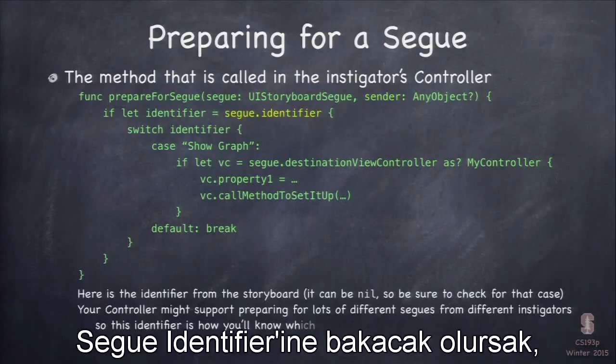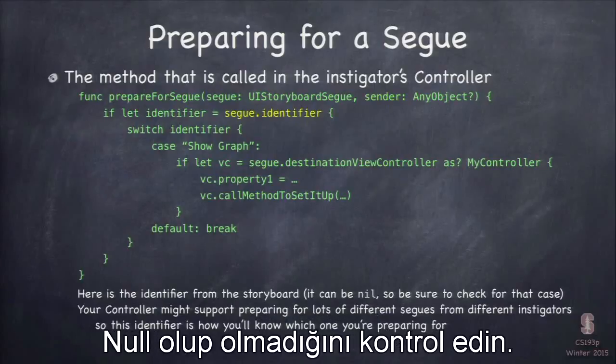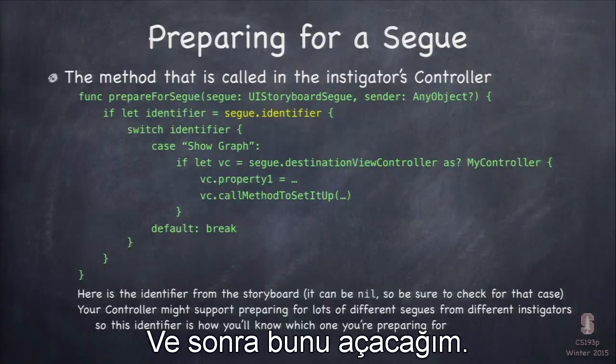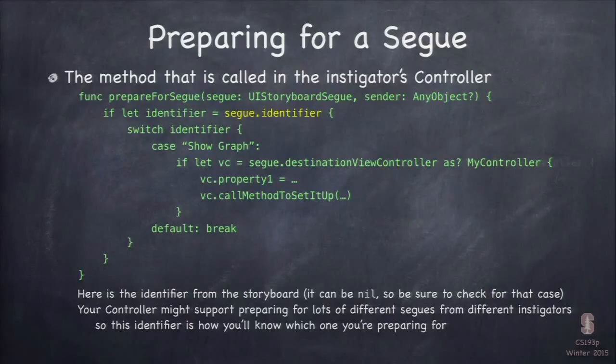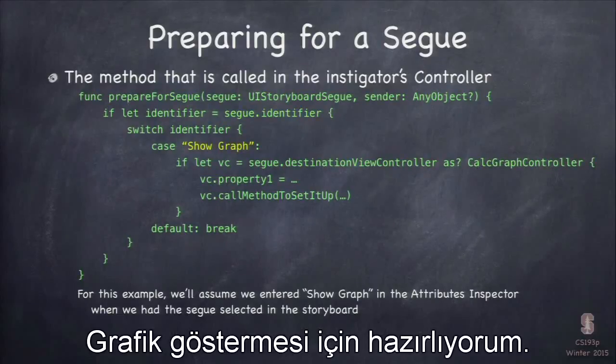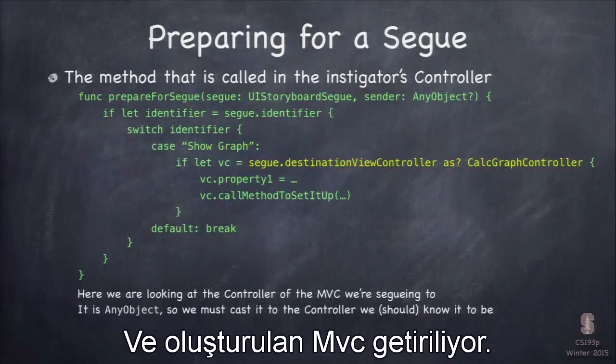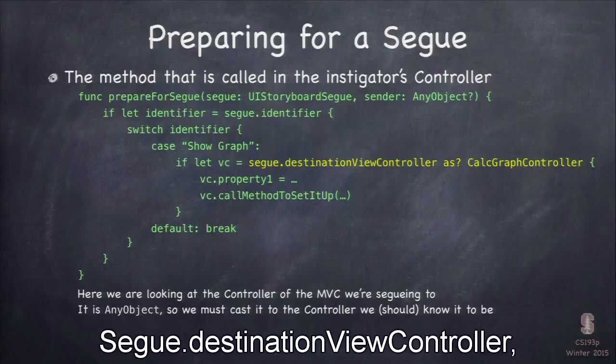So we're going to look at that segue identifier. It's just a property, segue.identifier. It could be nil because you might not have set it, and so you want to check if it's nil here. So here I'm doing if let to check if that thing's nil. Then I'm just going to switch on it, okay? And I'm going to look for show graph. And once I know that I'm preparing for show graph, then I can say, okay, give me the graphing calculator MVC that you just made.